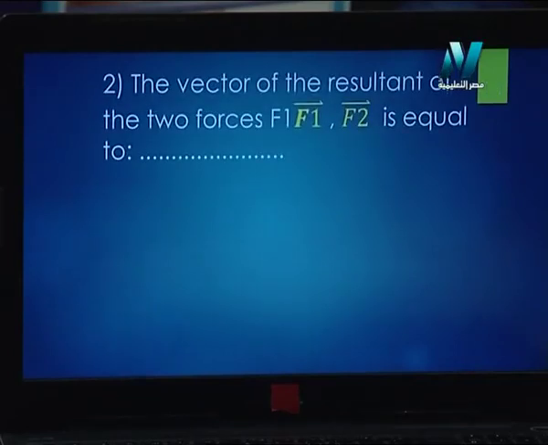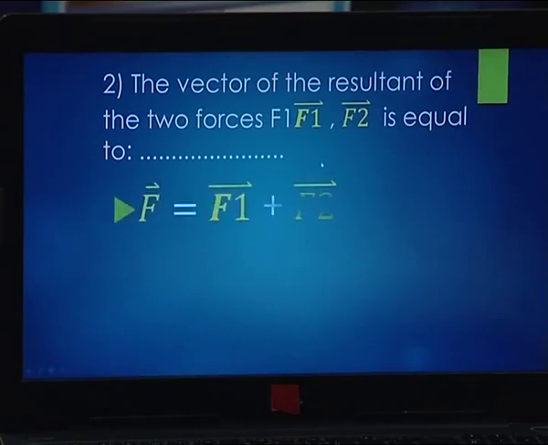Second question here: the vector of the resultant of the two forces F1 and F2 is equal to what? If we have two vectors F1 and F2. Concentrate, my dear students, that F1 here is a vector, not a magnitude, and F2 is a vector. So F equals F1 plus F2. We put F here as a resultant equals F1 plus F2.